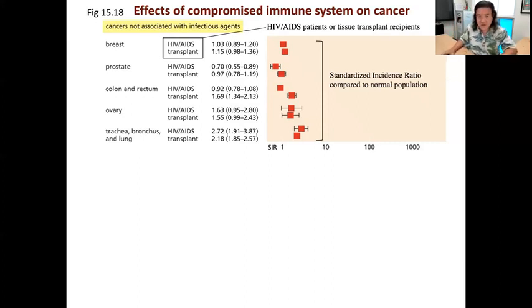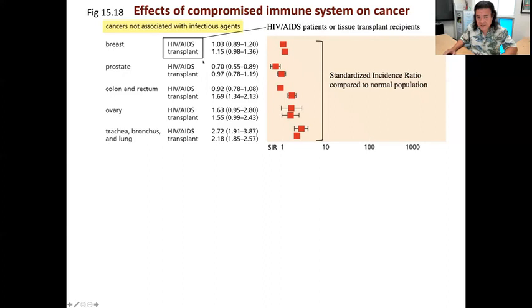So these two groups of individuals we're looking at here, either HIV/AIDS patients or transplant patients who are taking strong immunosuppressive drugs. And then what we're doing is we're looking at the incidence of different types of cancers: breast cancer, prostate, colorectal, ovary, tracheal bronchus, and lung cancers. These are cancers that are not normally associated with any kind of infectious agent, right? These are cancers that largely just develop either through hereditary genetic causes or sporadically through exposure to things like carcinogens, etc.